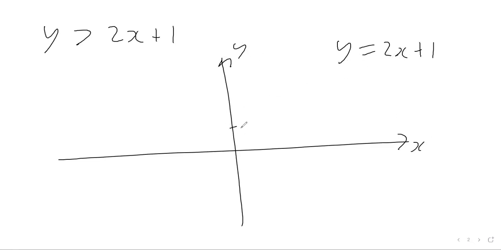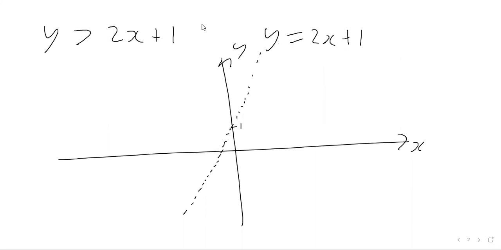And we're going to use a dotted line to do this. So y-intercept of 1, gradient of 2, so something like this. We're going to use a dotted line because of this strict inequality. When you have a strict inequality sign, like a strict greater than sign or a strict less than sign, you want to use a dotted line. That is the convention.